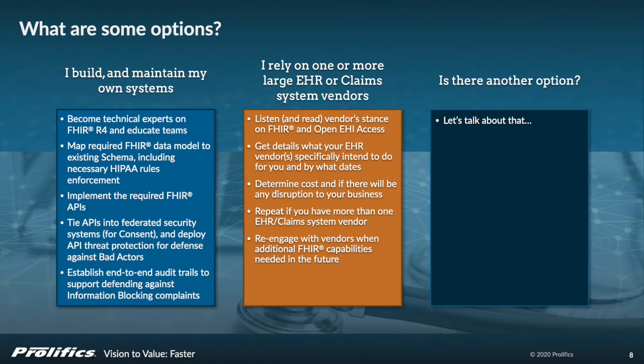Determine if what your vendor needs to do for you is going to cause any disruption to your business. Is this something that's going to be a major systems upgrade? Is it just a minor add-on module, or what? And determine what it's going to cost for you. If you're one of the many providers that relies on more than one EHR or claims system vendor, repeat this process for each one, and ensure that everybody is going to be on board with providing you the required functionality by the compliance dates.